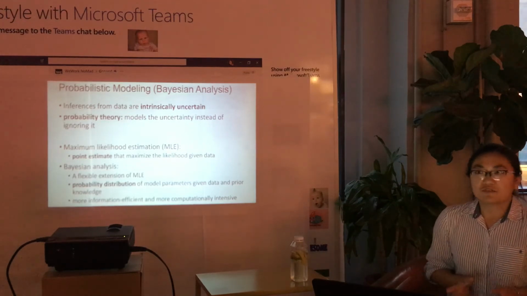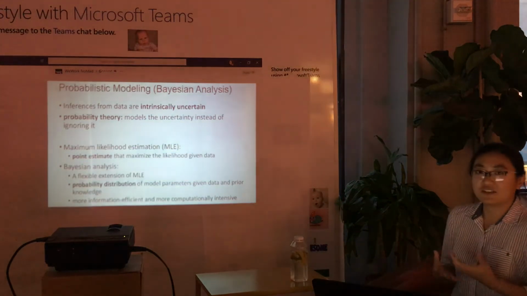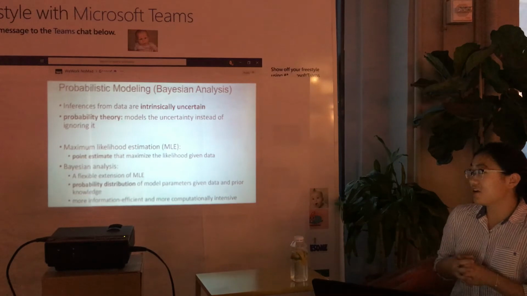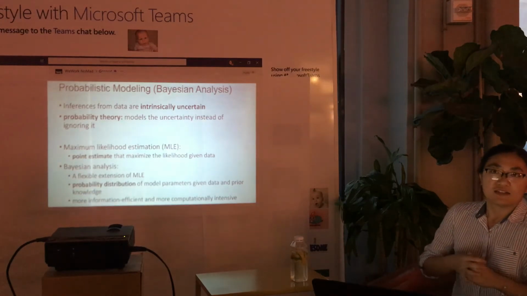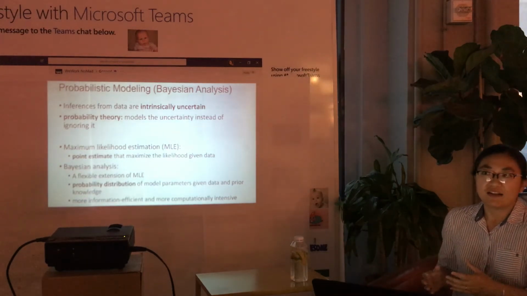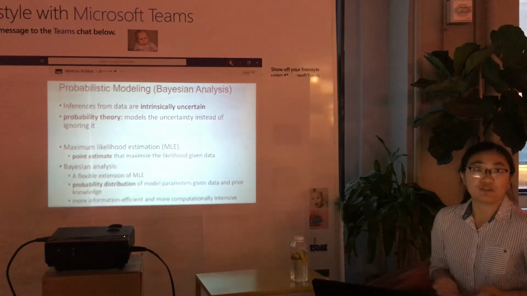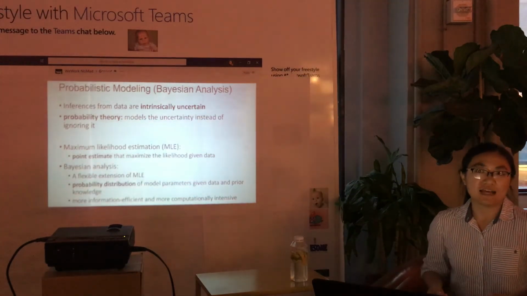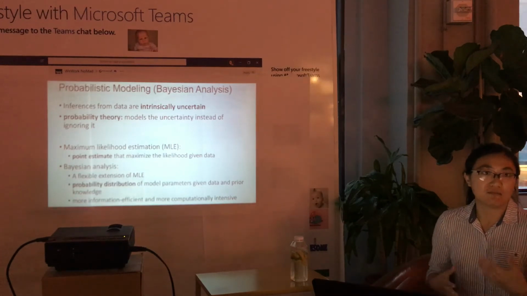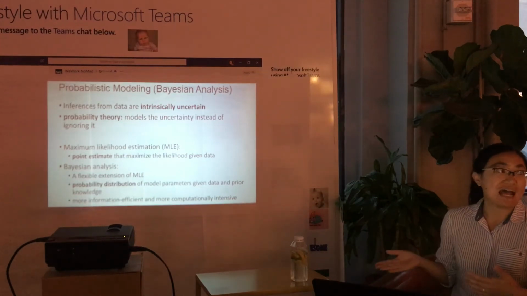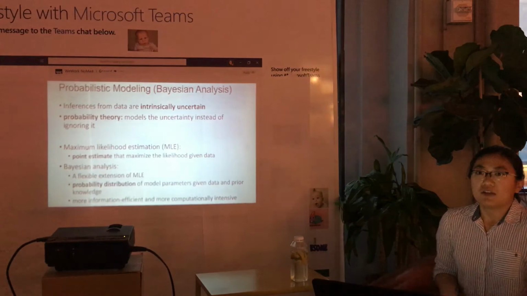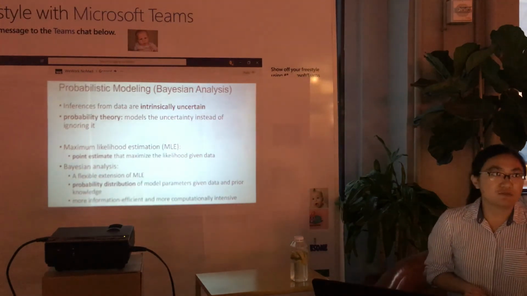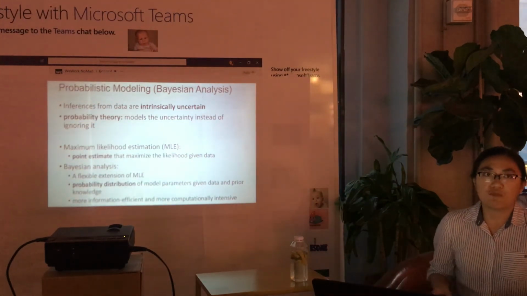So from a conventional machine learning model point of view, we want to learn the point estimate that satisfies the maximum of the likelihood function. We try to find the point estimate for the model parameters that can give us the maximum likelihood given the data that we have seen.